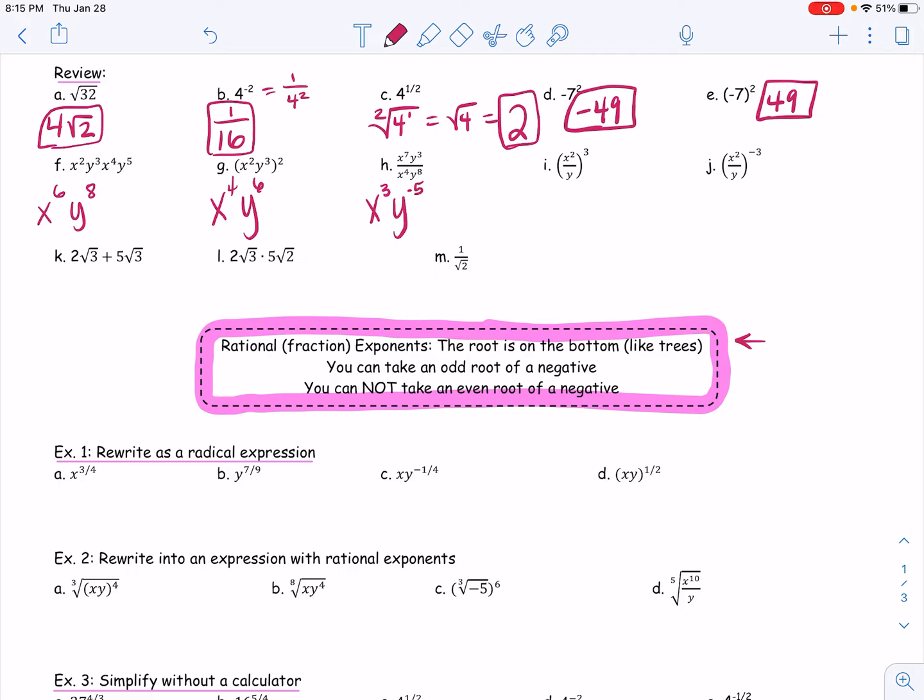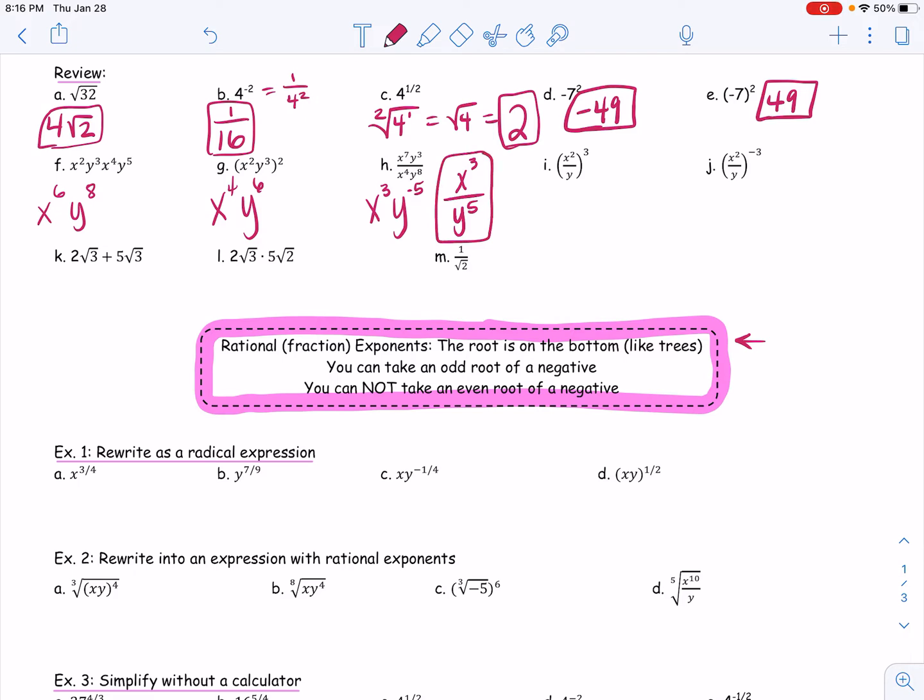3 minus 8. I have to go in that order. I'm not dividing y to the 8th by y cubed. I'm dividing y cubed by y to the 8th. So I have to make sure I'm going in the correct order of subtraction. And I'm not going to leave my answer like this. I am going to utilize that property of a negative exponent, and that means it's going to drop down into my denominator. So I have x cubed now divided by y to the 5th.